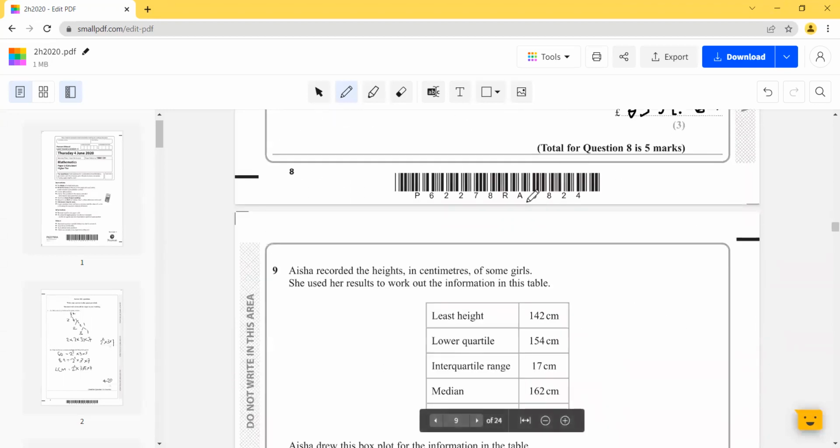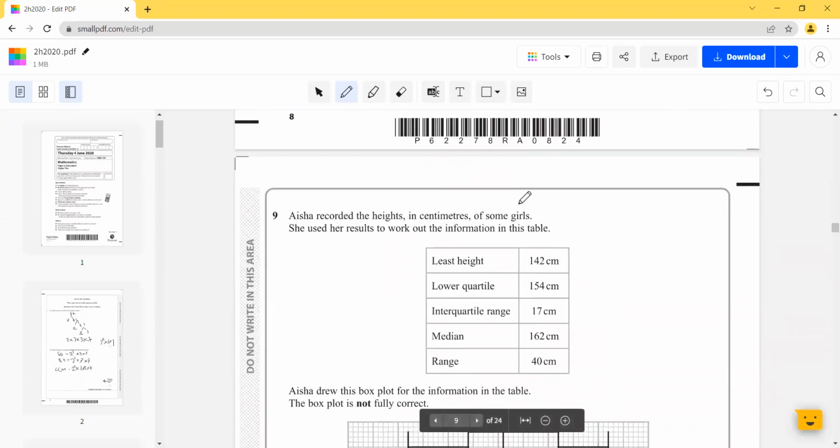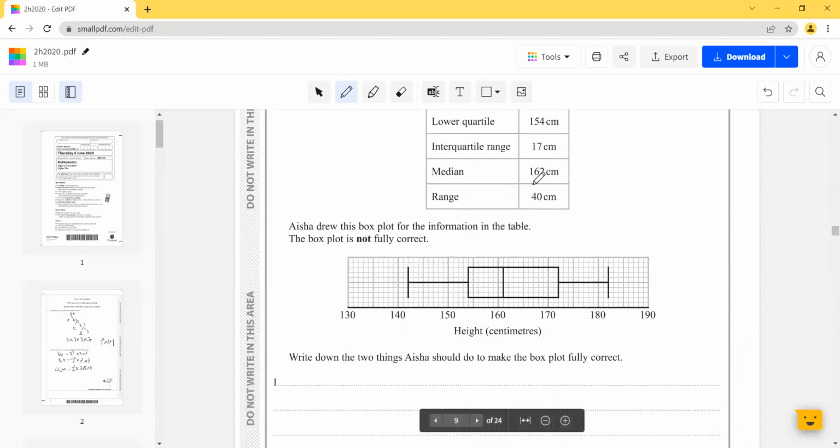Okay, question 9. Excuse me. Aisha recorded the heights in centimeters of some girls. She used her results to work out information in this table. Aisha drew this box plot for the information in the table. Box plot is not fully correct. Write down the 2 things Aisha should do to make the box plot fully correct.